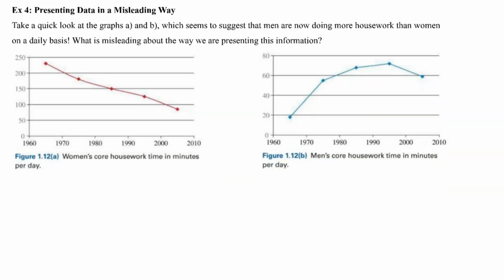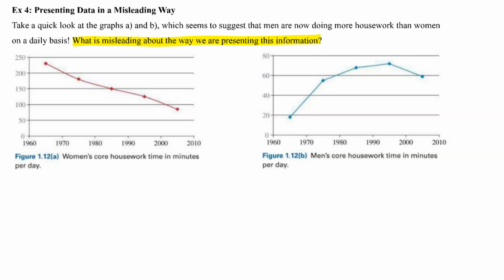So we want to take a quick look at both of these graphs, and both of these, at a glance, seem to suggest that men are now doing more housework than women on a daily basis. So the question they give us as our thinking point is, what is misleading about the way we're presenting this information?